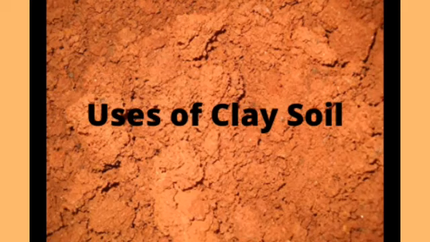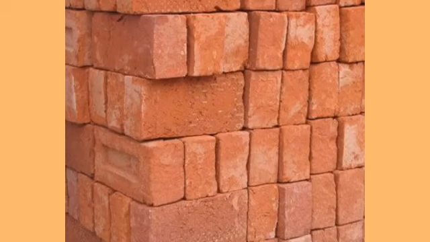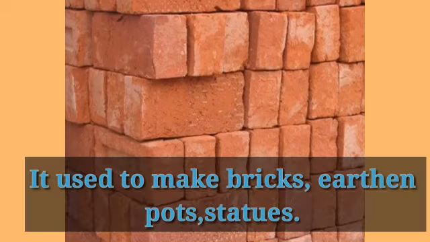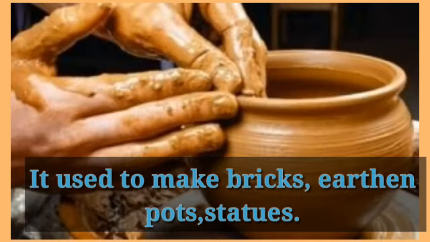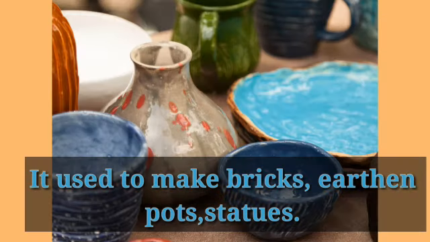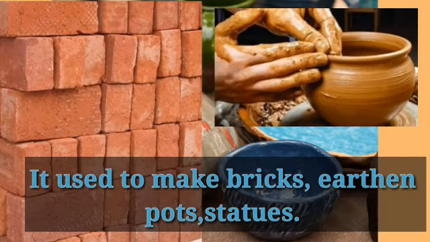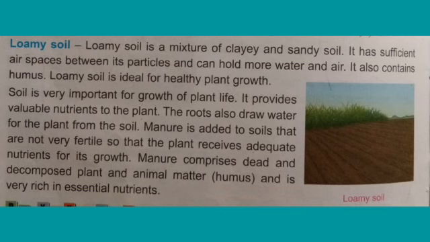Now the uses of clayey soil. Clay is used to make bricks. That is the first use. It is also used to make earthen pots, roof tiles, clay toys and statues. So pure clay is used to make bricks, earthen pots, roof tiles, clay toys and statues. These are the uses of clayey soil. Now I read the next part.